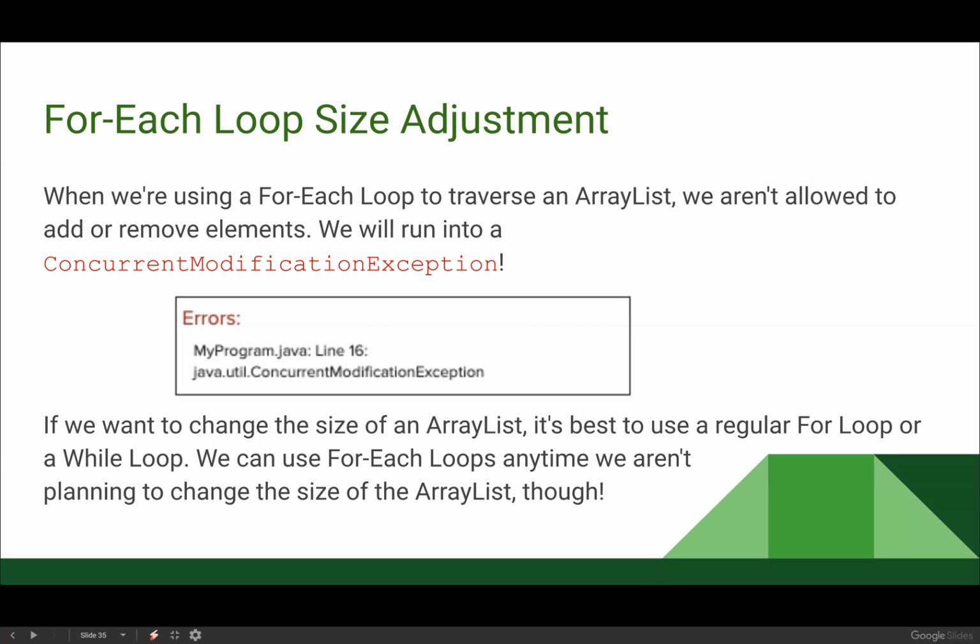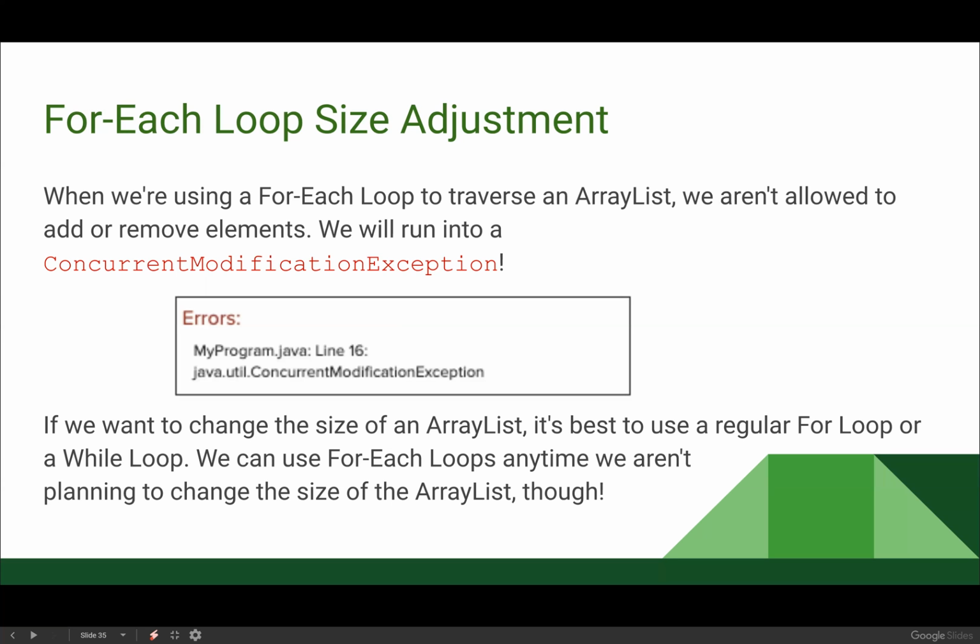So if we are planning to add elements inside of a loop or remove elements inside of a loop, it's best to do that using a regular for loop or a while loop, not using a for each loop. Wait, so Mr. Mac, what should we use the for each loop for then? So if you were just going to access each element and do some kind of a calculation with it, you can't change anything with a for each loop.